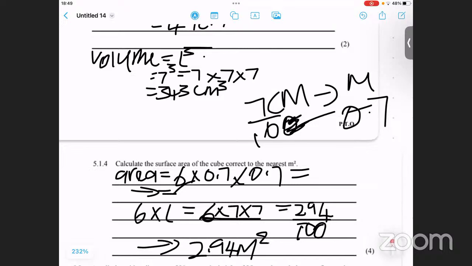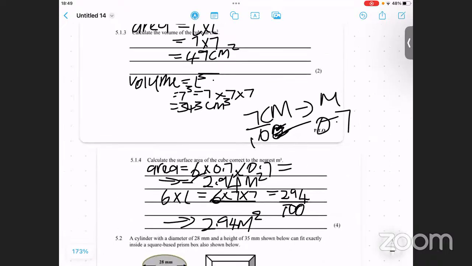6 times 0,7 times 0,7. Yes, I'm now getting 2,94. How much did you guys get? 2,94 meters squared. Ma'am, I got 2,94.